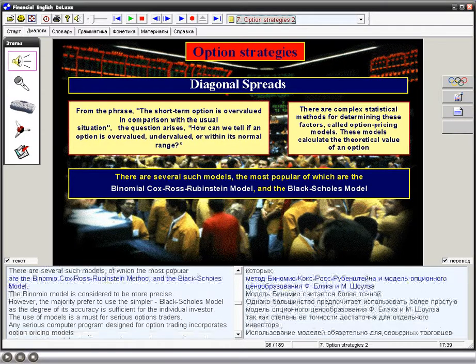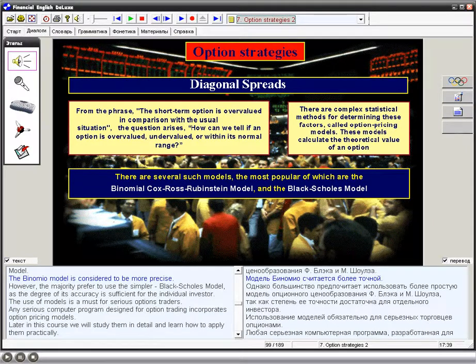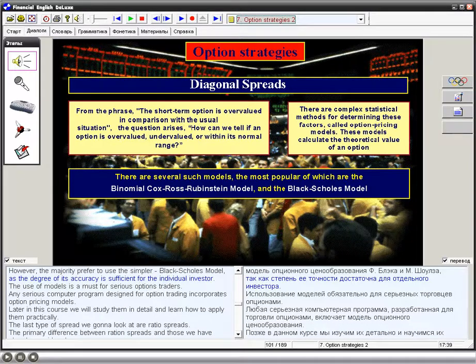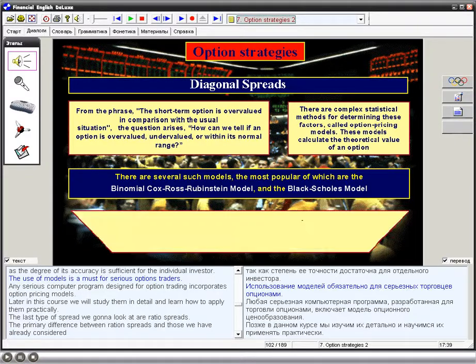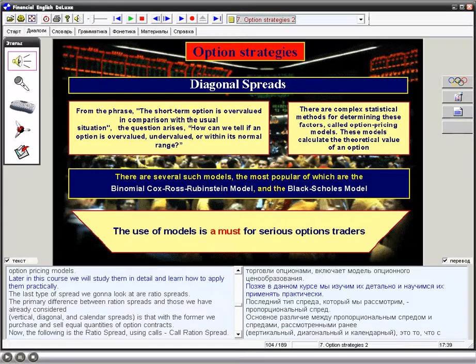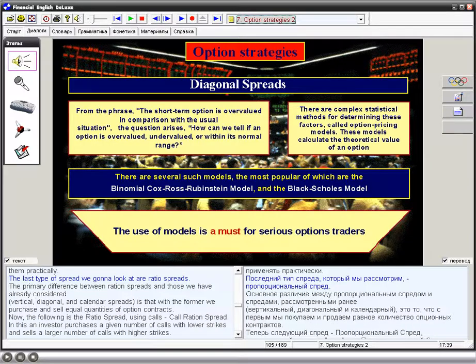There are several such models, of which the most popular are the binomial Cox-Ross-Rubinstein method and the Black-Scholes model. The binomial model is considered to be more precise. However, the majority prefer to use the simpler Black-Scholes model, as the degree of its accuracy is sufficient for the individual investor. The use of models is a must for serious options traders. Any serious computer program designed for option trading incorporates option pricing models. Later in this course, we'll study them in detail and learn how to apply them practically.